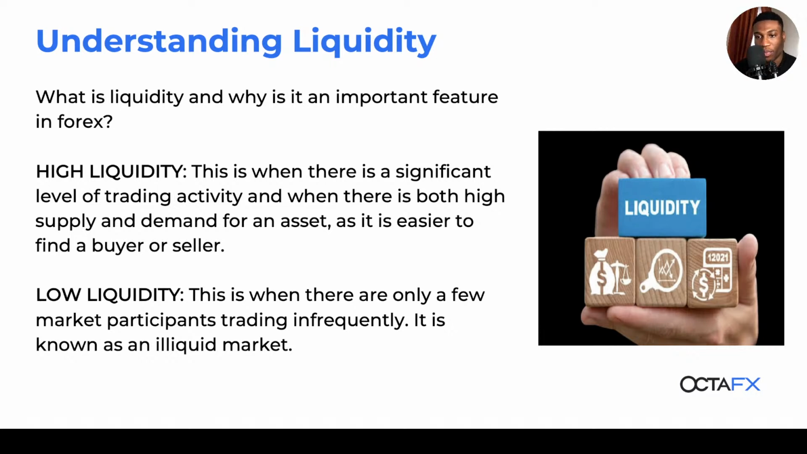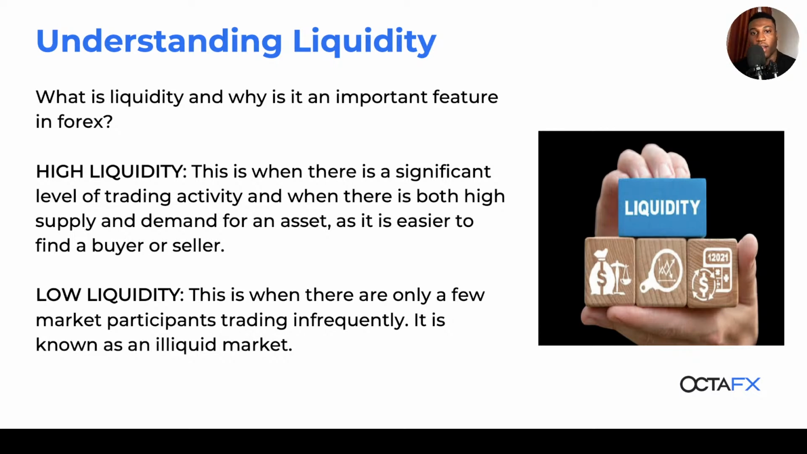Now, for low liquidity, if you trade out of market hours, let's say towards the closing hours of Friday, towards 9 p.m., 10 p.m., you would find out that there may be fewer market participants and liquidity would be much lower. Remember, high liquidity is when there is a significant level of trading, also when there is high supply and demand for an asset. If there's high supply and demand for an asset, you can identify that market to be a highly liquid market. And a low liquid market is the opposite.